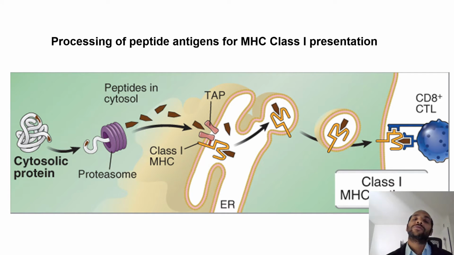This slide shows the processing of peptide antigens for MHC class 1 presentation. Cytosolic proteins are intracellular antigens. They could be either viral proteins or cell proteins. They are first unfolded, ubiquitinated and degraded in proteasomes.